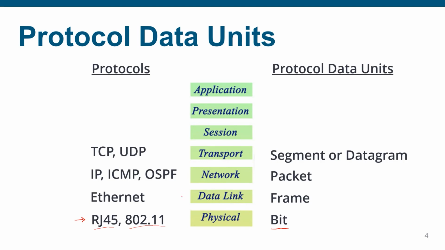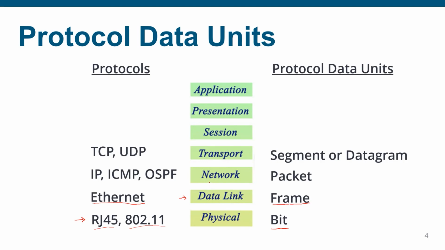At the data link layer, or layer 2, this is where our Ethernet standard exists. The protocol data unit used for Ethernet is a frame. So our layer 2 protocol data unit is a frame. And at layer 2 is where we start having addressing, our source and destination layer 2 addressing.